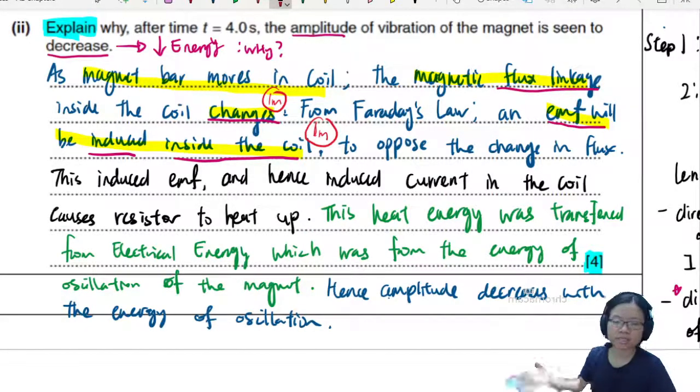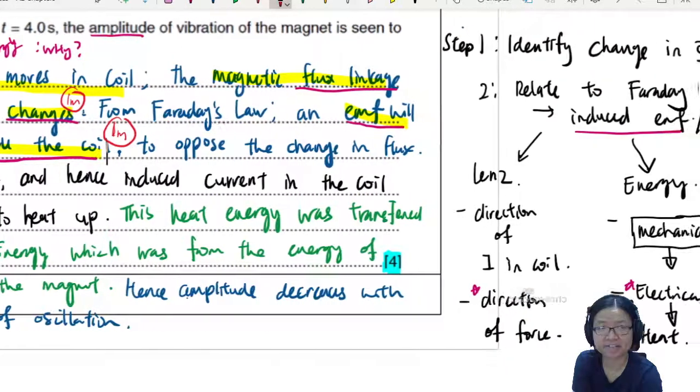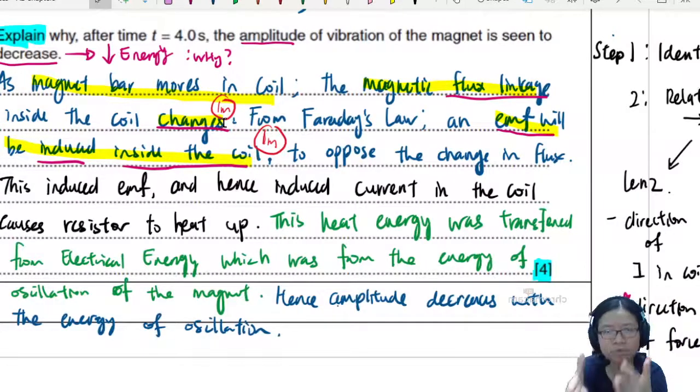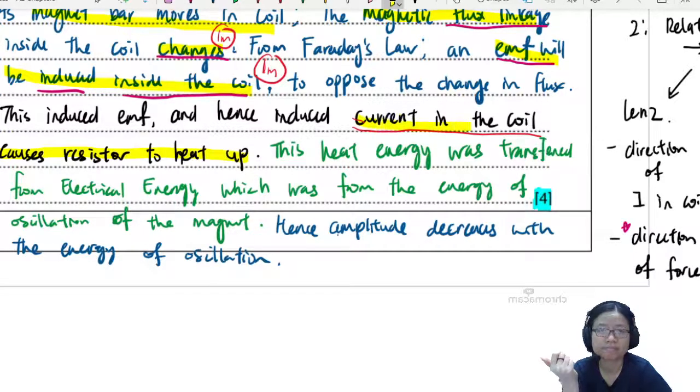So you can just mention, oh, this movement happened. Oscillation happened inside the coil. As the magnet oscillates inside the coil, the magnetic flux linkage will change. Step 1, identify the change in flux. Step 2, tell the examiner or the reader in the question that because of this change in flux, EMF will be induced. Okay? And next, this induced EMF will have current in the coil causing the resistor to heat up. Or maybe current in the resistor. Right? So current in the coil causes resistor to heat up. So this would be the third mark.